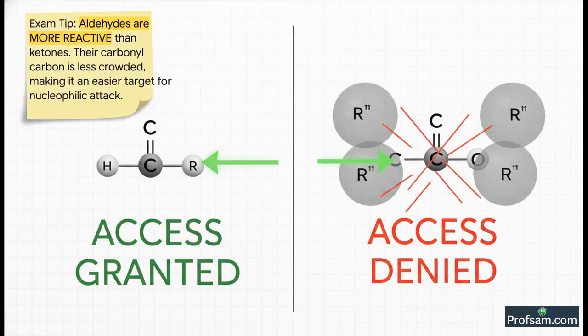And one last very important point for your exams. Remember this. Aldehydes are generally more reactive than ketones. Why? It's simple, really. The carbonyl carbon in an aldehyde is less crowded. It has one small hydrogen atom attached. But a ketone has two, usually larger, alkyl groups. These bulky groups get in the way and make it harder for the nucleophile to approach and attack the carbon. It's a simple case of steric hindrance.